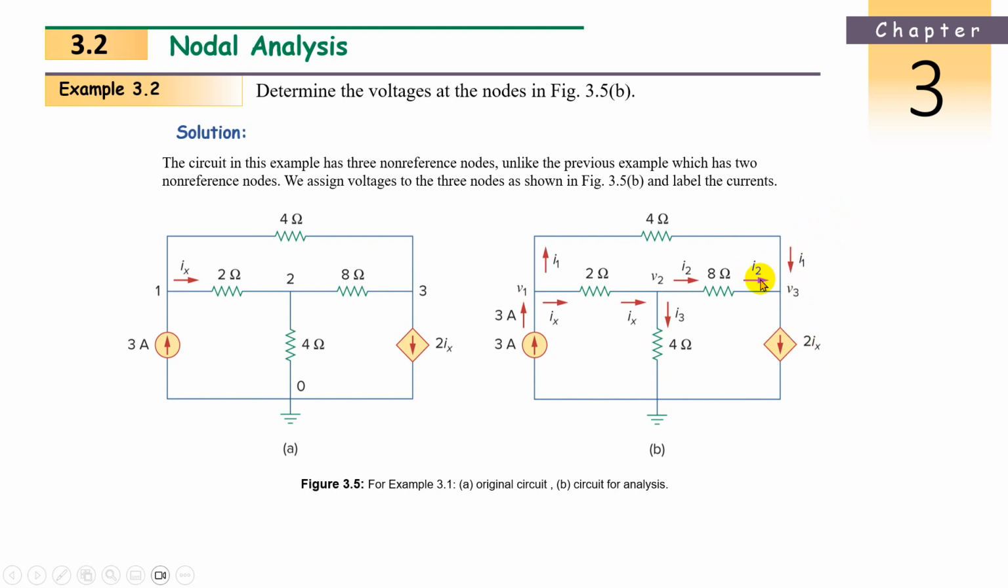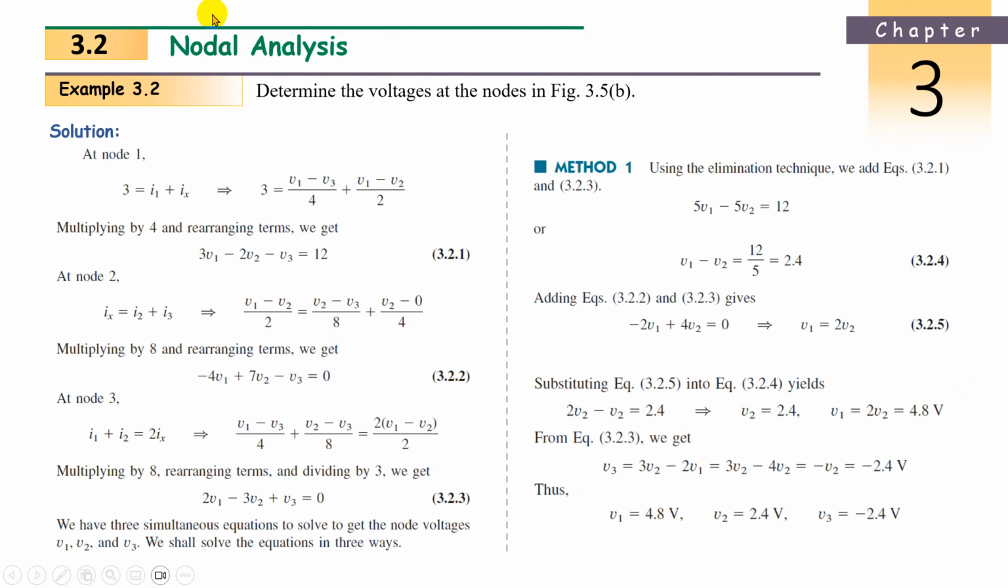Now, what is I2? V2 minus V3 divided by 8. Next, what is I1? V1 minus V3 divided by 4. Now, what is 2Ix? Ix we know. What is Ix? It is given in the question, so V1 minus V2 divided by 2. Now, rearrange this. It will come in terms of V1, V2, V3. Now, we'll write here. See, same thing, it is coming in this equation: 3V1 minus 2V2 minus V3 equal to 12.